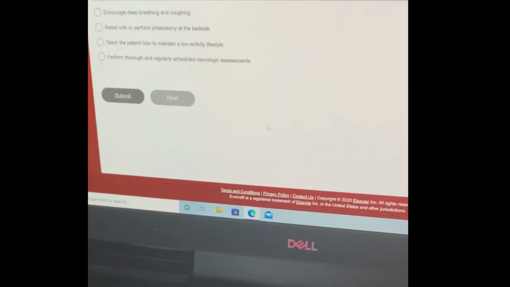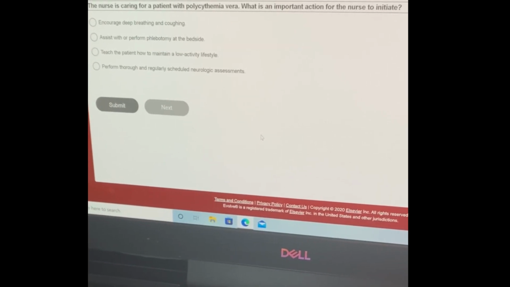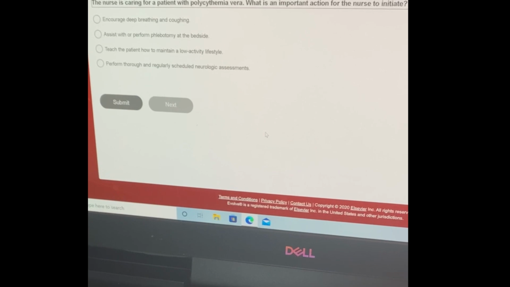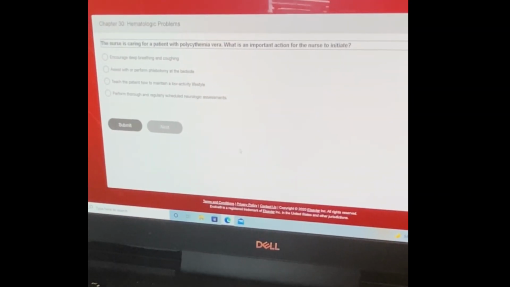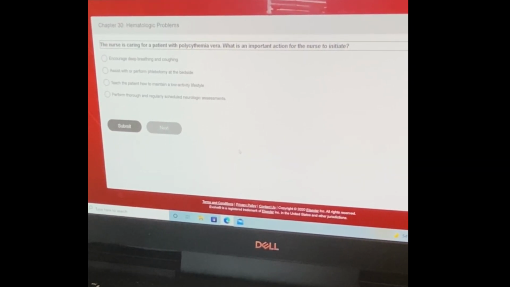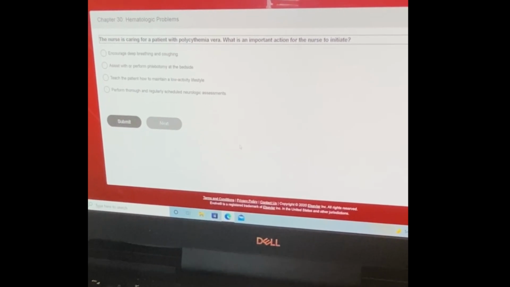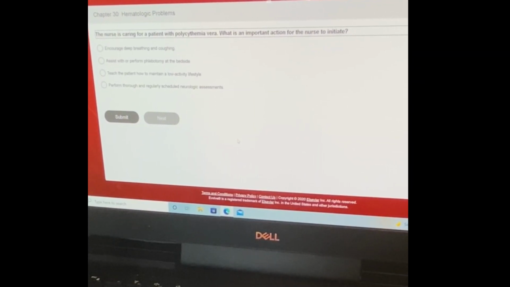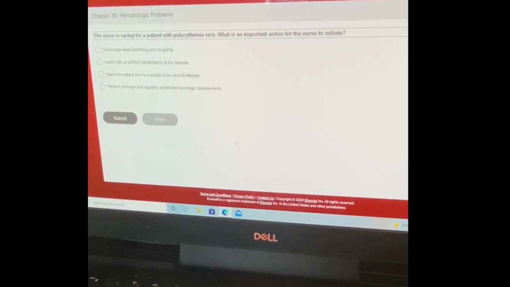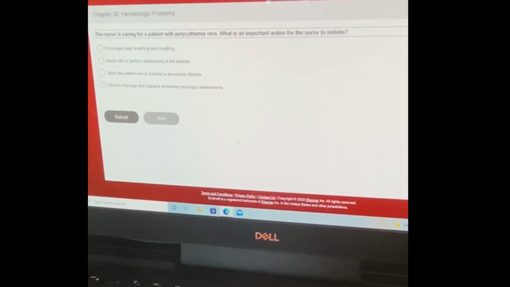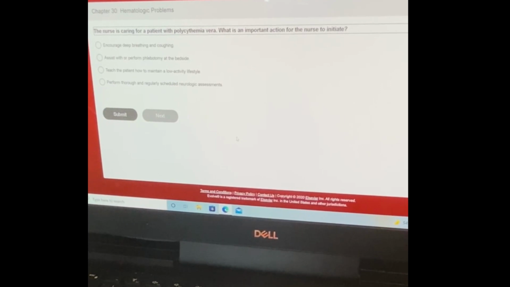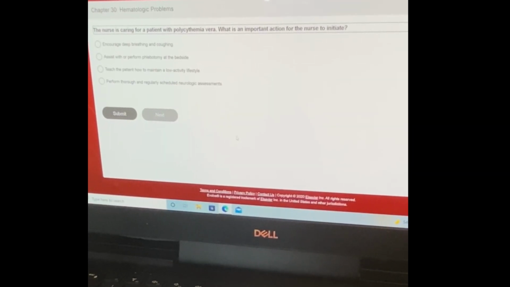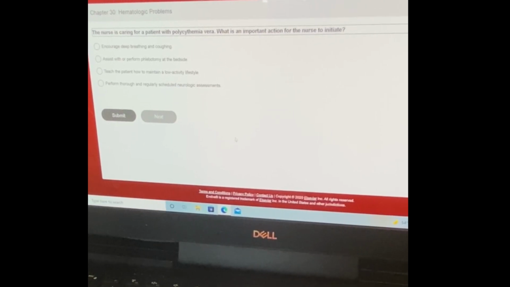Encourage deep breathing and coughing. Assist with or perform phlebotomy at the bedside. Teach the patient how to maintain a low activity lifestyle. Perform thorough and regularly scheduled neurologic assessments. No, I don't think that's it. I'm gonna just answer this: perform thorough and regularly scheduled neurologic assessments. If you're dealing with that, I assume the important action would be to do those assessments before you do anything, because you might not even be able to do anything. And encourage deep breathing and coughing. I mean, I guess.